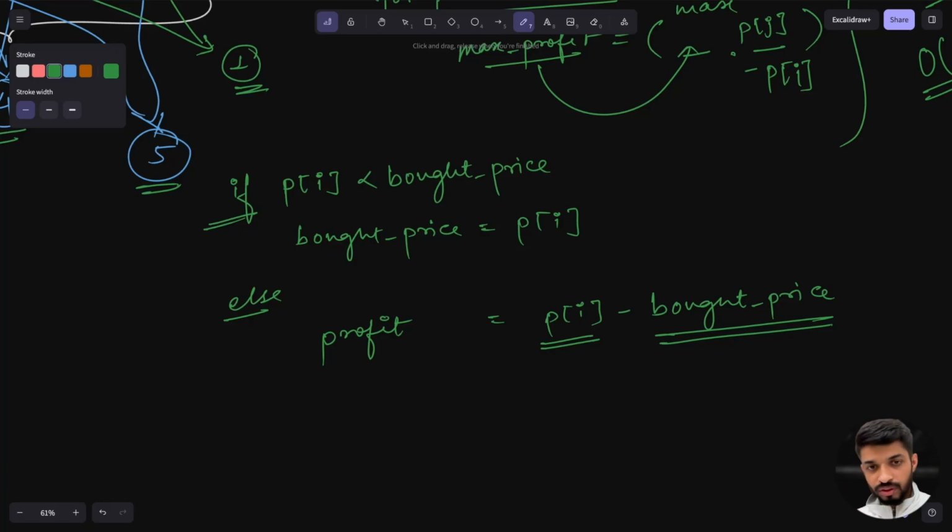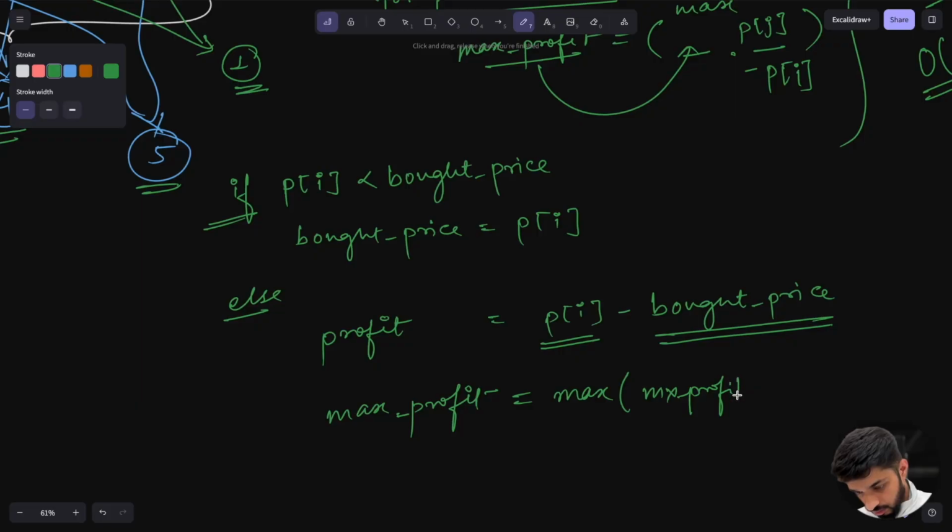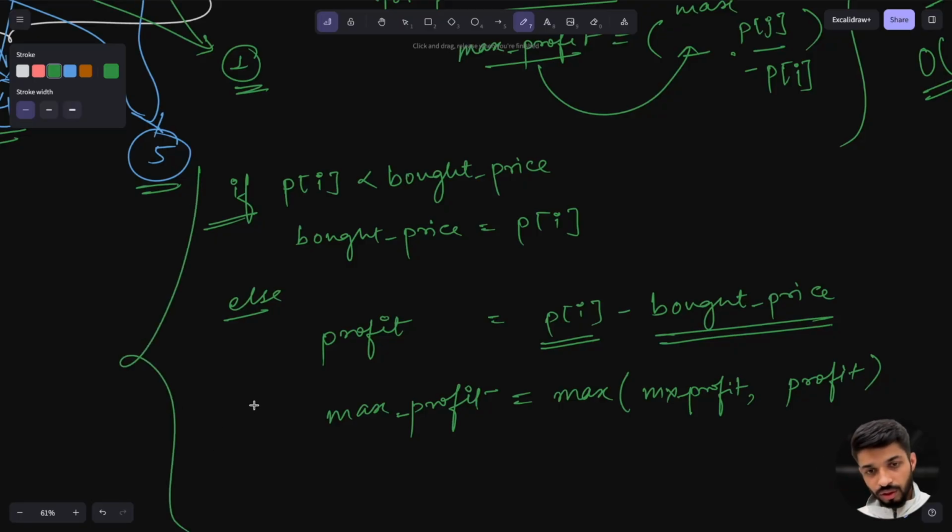Now you have booked some profit. So what you need to do? The next thing is you need to save that profit. Max profit is equal to the max of max profit or the profit on that particular day, right? This will give you the maximum profit in order of n solution. What do you think? So this is something which we need to do.